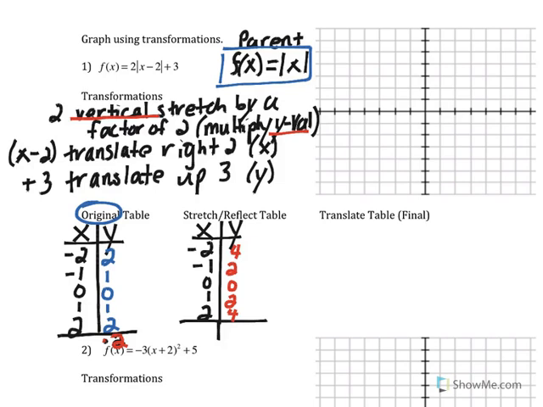If it's right, you're adding. If it's left, you're subtracting. If it's up, you're adding. If it's down, you're subtracting. So normally what you would think in terms of those expressions. So we're going to do plus 2 here because we're going to the right 2, and we're going to do plus 3. That's going to give us our final table so that we can plot those points and get our transformed graph. So we're going to get 0, 1, 2, 3, 4.